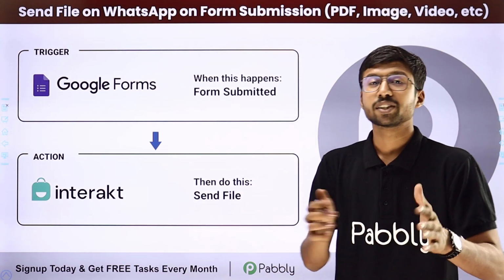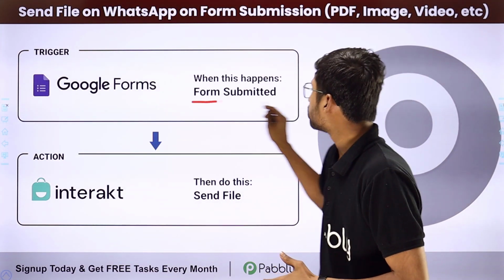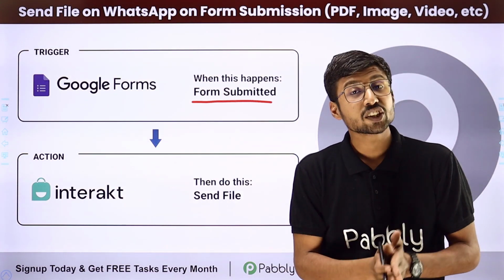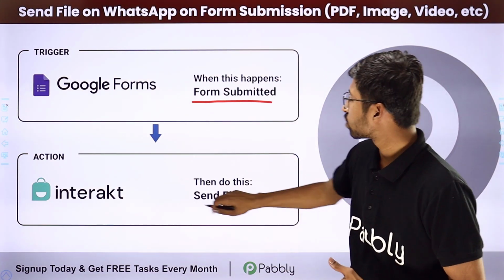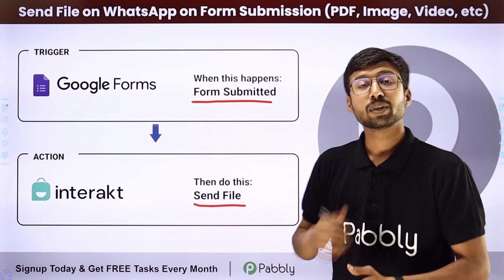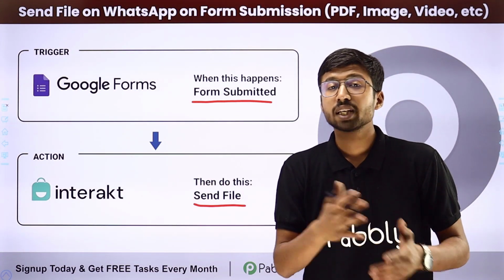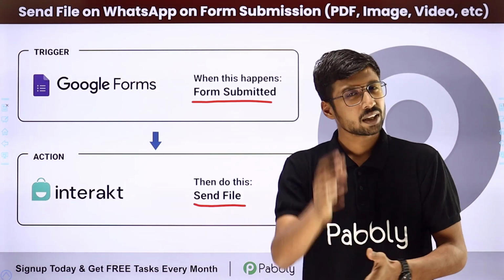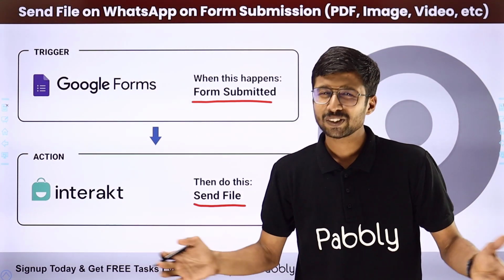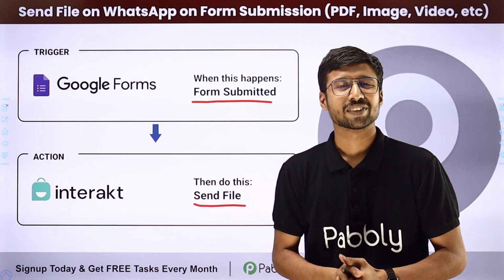So in this automation, the trigger will be getting a form submission in Google Form. An action will be sending a WhatsApp message to the same users with the message and the file using Interakt. Interakt is one of the official business APIs of WhatsApp. Now how can you set up this automation? To know this, you have to come with me to my screen.